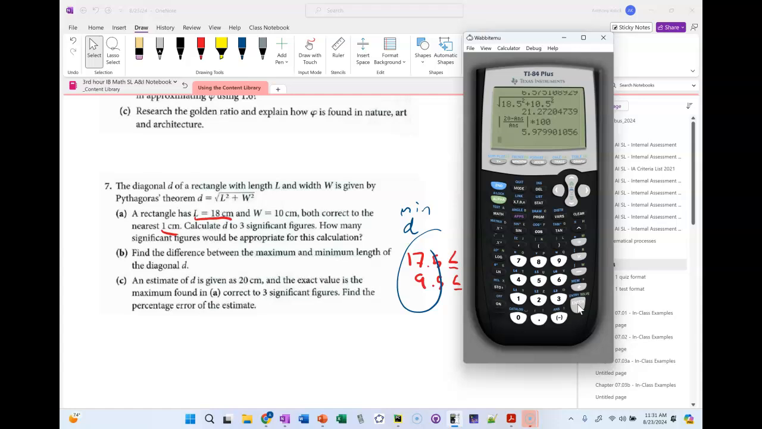For number 7. Oh, I see. Find the exact, okay. So it says the exact value is this maximum from part A used with 3 sig figs, so it should be 21.3 there and not use the whole thing. Maybe that's the issue. I don't know.